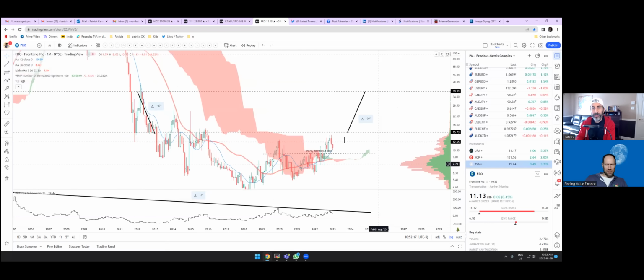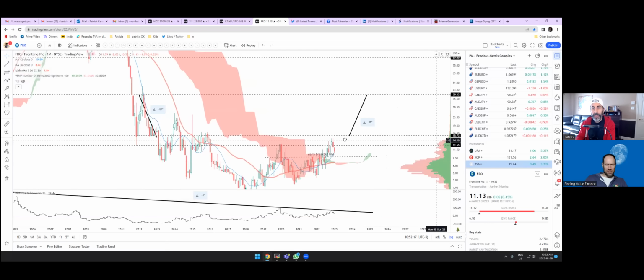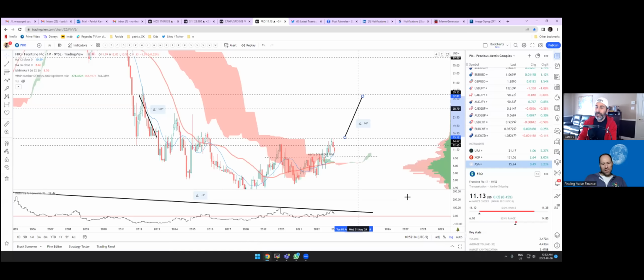When that closes above here, it's going to start sliding. If it could stay above $14 for a little while, it's going to go from 14 to 15 and all the way up. It's going to double or triple in a short time frame. In 18 months, it should be double. That's a beautiful move.